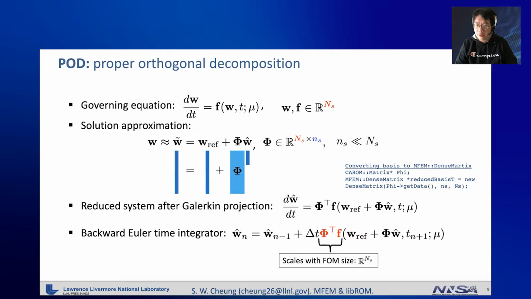However, in computing the update, we still need to lift the reduced order coefficient to the full state, compute the full order vector F, and project it back to the column space. So this operation scales with the full order model size, which will hurt the speedup. Therefore, we need the so-called hyper-reduction techniques.